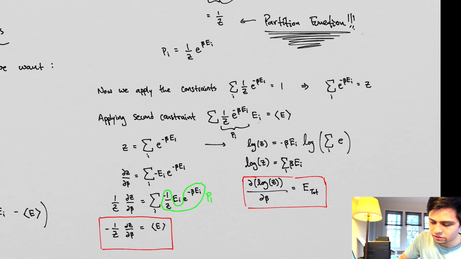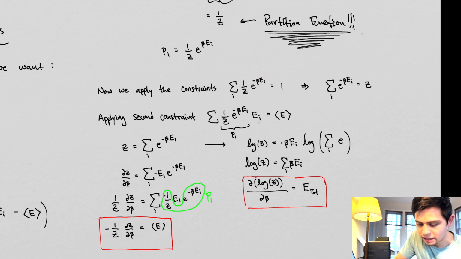So if we apply the constraints again, so here's p_i, right? So this is p_i. That means this all has to equal 1. Okay? This means that if we multiply both sides by Z, well, we get this. Okay, let's keep that in the back of our mind.